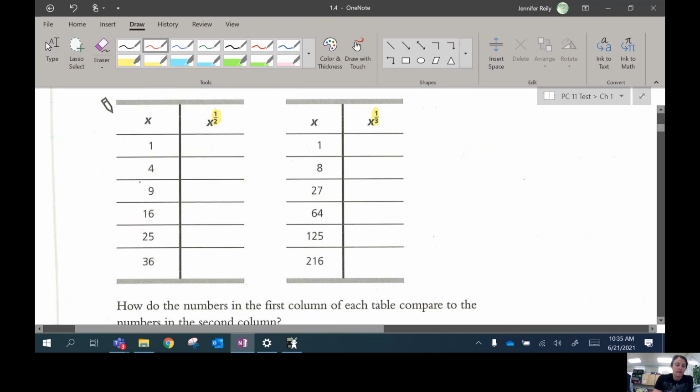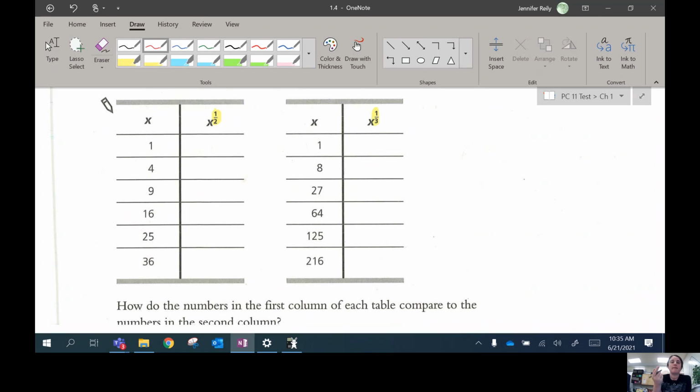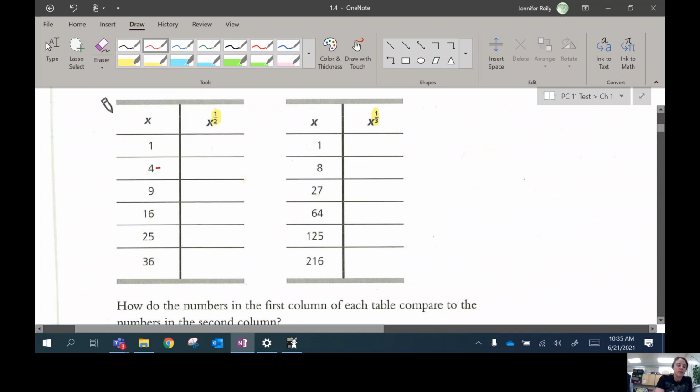I'm going to leave the number 1 out for now just because it's kind of a redundant case. We'll start with 4. In the previous lesson, we learned about how to break a number up into its prime numbers. So 4 is the same as 2 times 2, right?